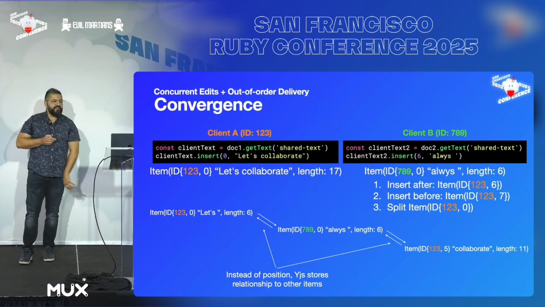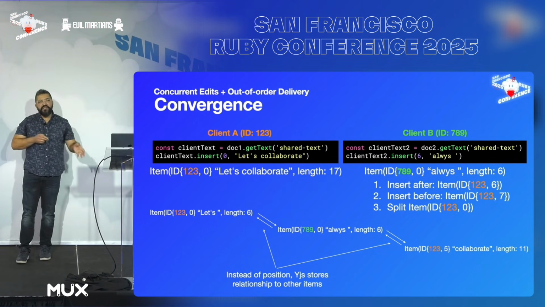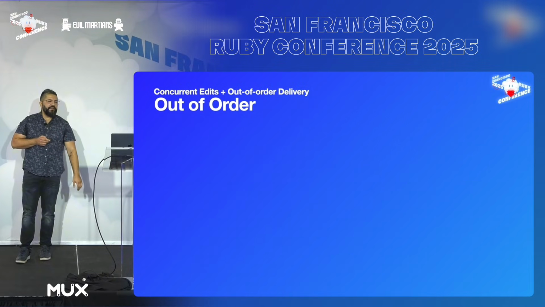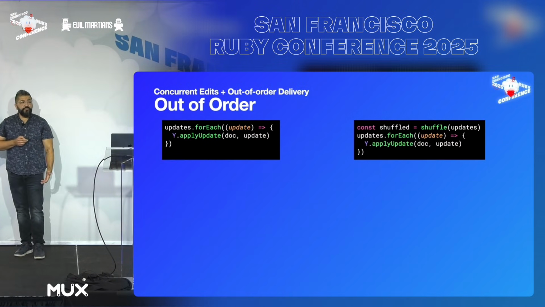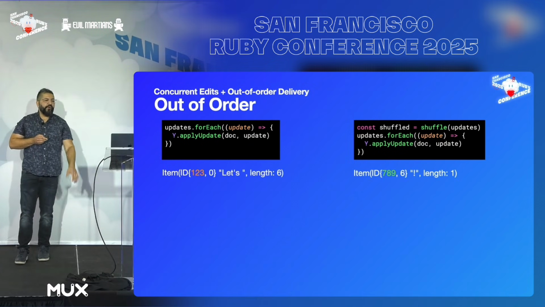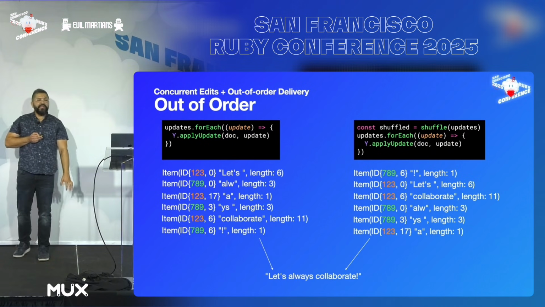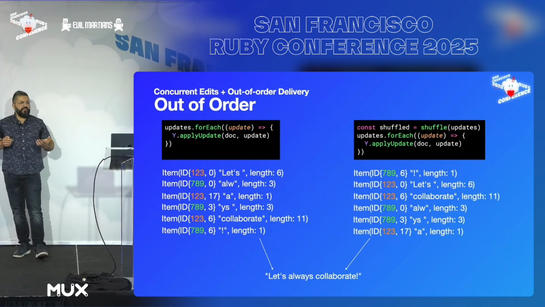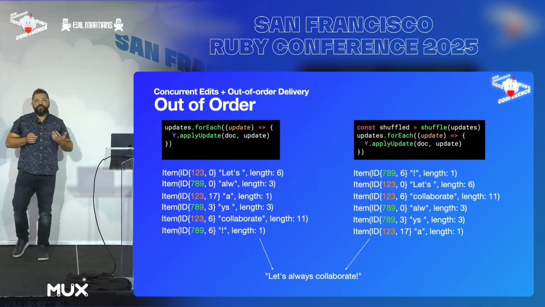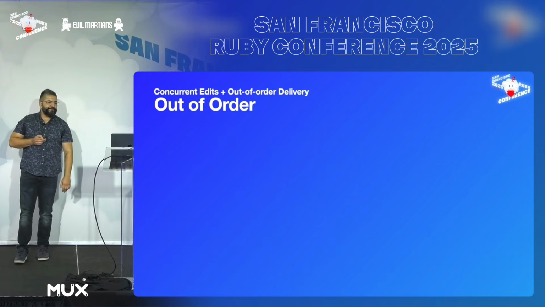But so like I said, instead of positions, YJS stores the relationships to the other items. And so with that Lamport timestamp and those relationships stored together, you start to be able to have consistency. Because what I want to be able to do, in my example here, I'm applying an update. In another case, I'm shuffling the update before I apply it. I want to be able to send things in whatever order I get them. And as long as I get the full history of the CRDT, I always can say what the final state is going to be. So even though both of these come in different orders, eventually they land on "let's always collaborate."